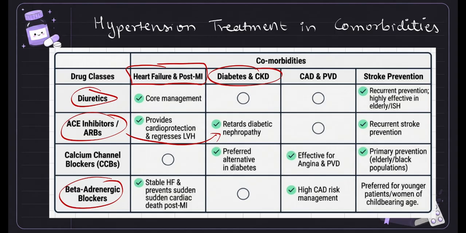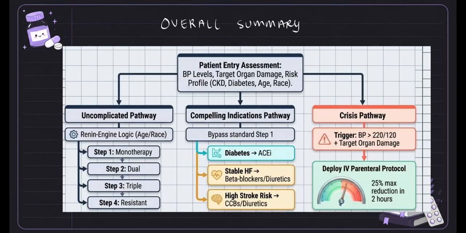If a patient is at high risk for coronary artery disease, calcium channel blockers are highly effective. And for long-term stroke prevention, combining diuretics and ACE inhibitors has shown tremendous success. As we wrap up this continuous journey, take a moment to consider something. A blood pressure reading is, at the end of the day, just a number, but the patient sitting in front of you is a highly complex, fragile system.